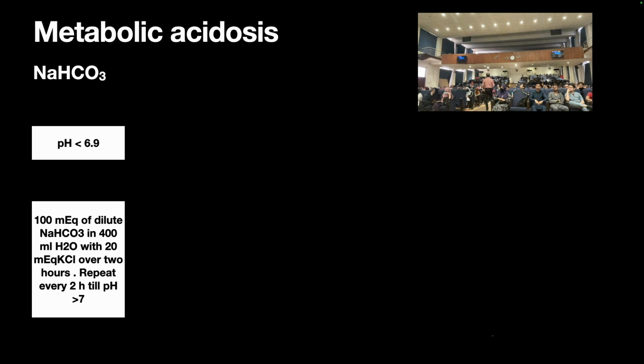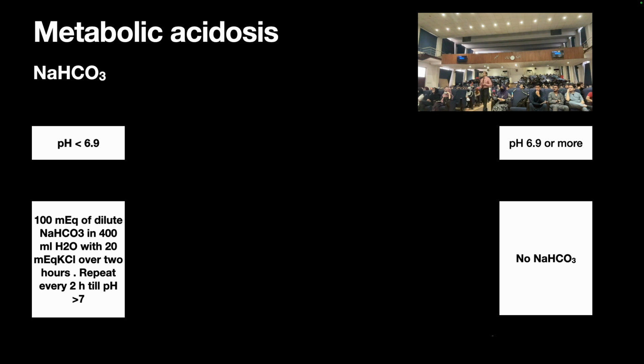So you have to be very careful when you are giving this sodium bicarbonate. Do not give a thick concentrated bicarbonate. Give a thin diluted bicarbonate along with potassium. And if pH is 6.9 or more, we generally do not require bicarbonate. If you hydrate the patient with sodium chloride, it itself corrects the pH into acceptable ranges. So in these patients, we may not require any bicarbonate.